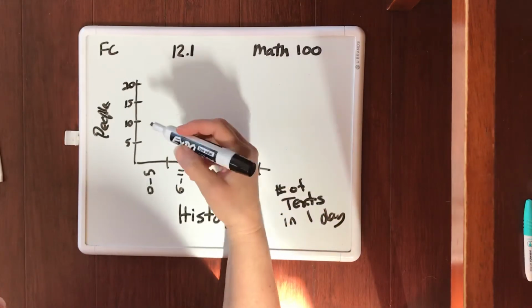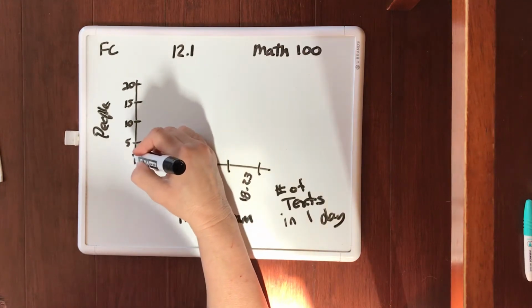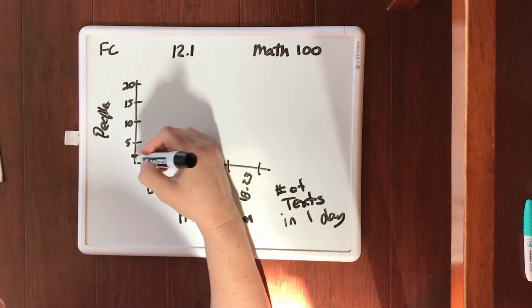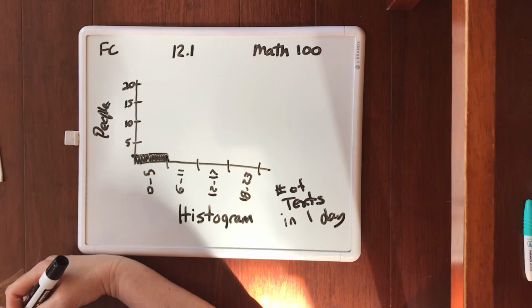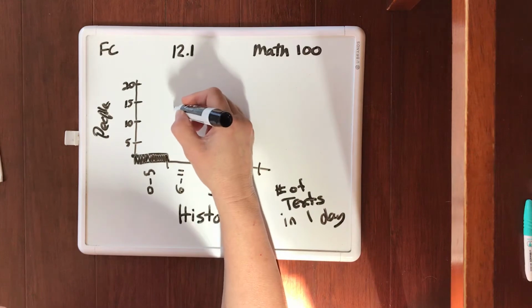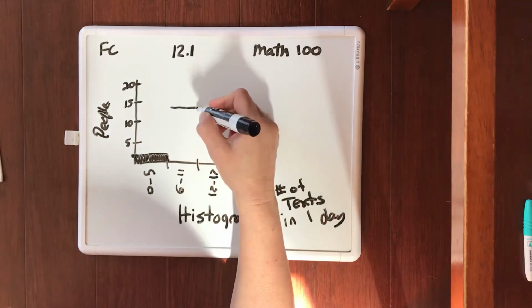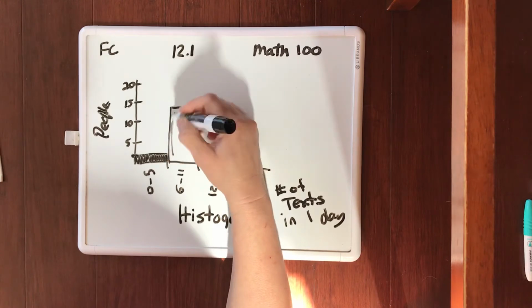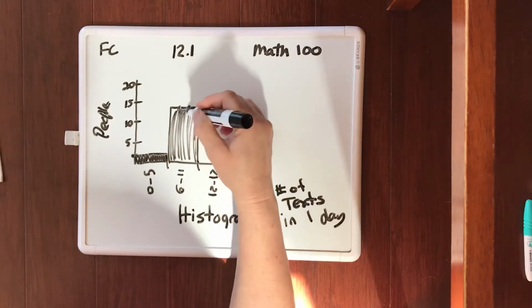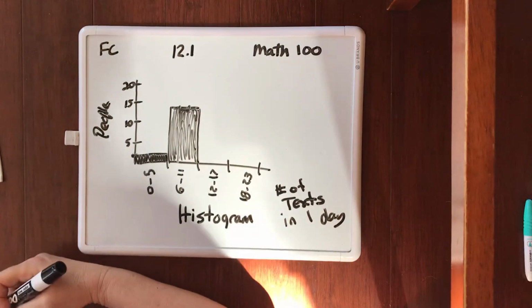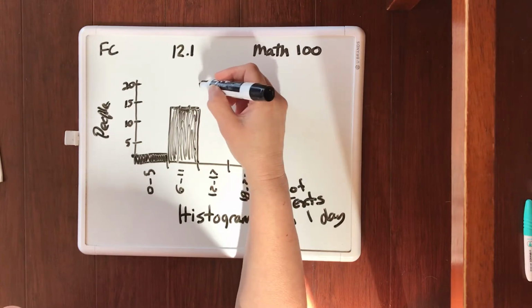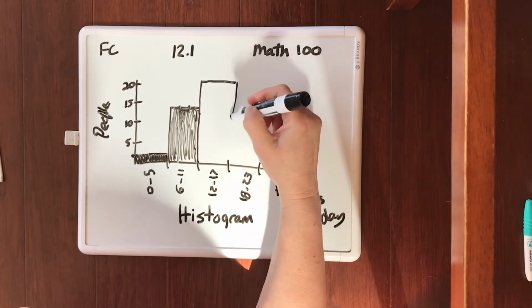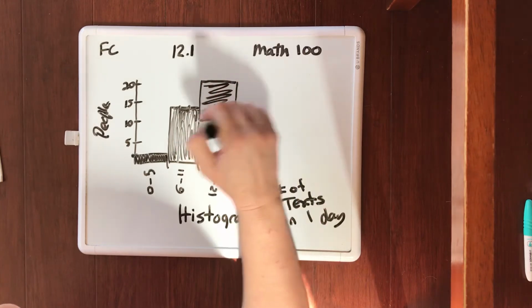Okay, so histogram, we're going to take from 0 to 5, and we said that was 2 people. So we're going to fill that in up to 2 people for that bar right there. Okay, the next one from 6 to 11 we said was 14 people. So here's 15, so I'm going to say 14 is about here. And then we make a bar there. Okay, color that in. All right, the next one we said was 20. 20 people made from 12 to 17 texts in one day. And we'll color that in.